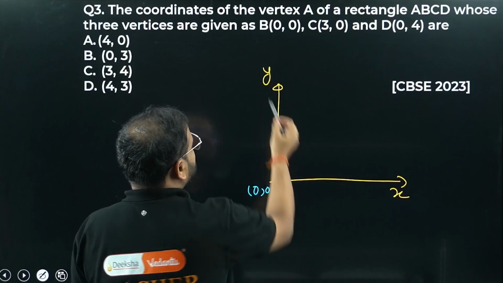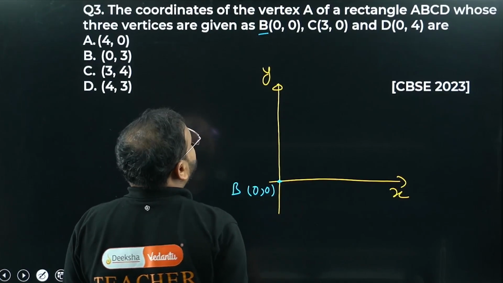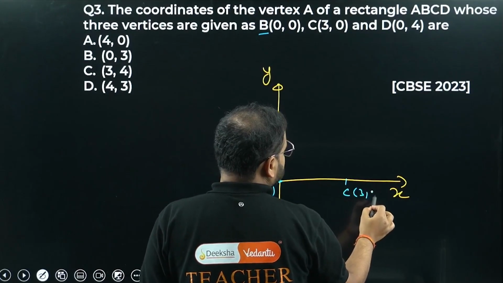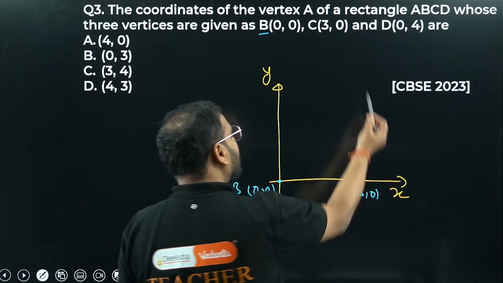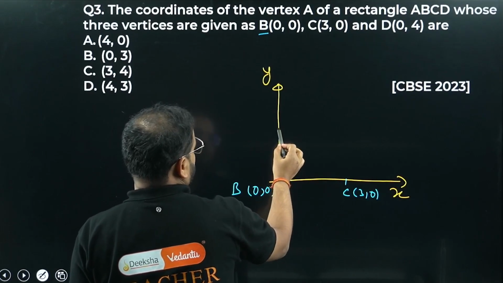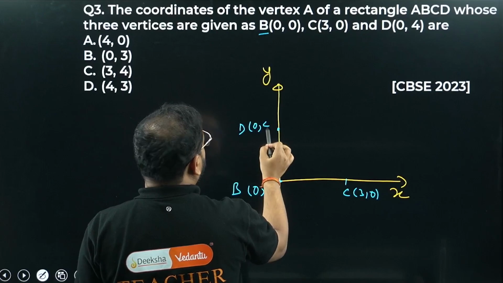One of the vertices. Which vertex is that, sir? Vertex B, na, sir? So let's say this is the vertex B. Vertex C is where, sir? Here, sir. Vertex C is here, sir. 3, 0. X value is 3 and Y is 0. D is where, sir? 0, 4. 0, 4 means here, na, sir? Here, sir. D is 0, 4.